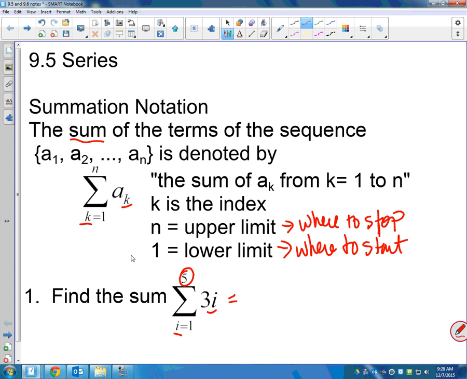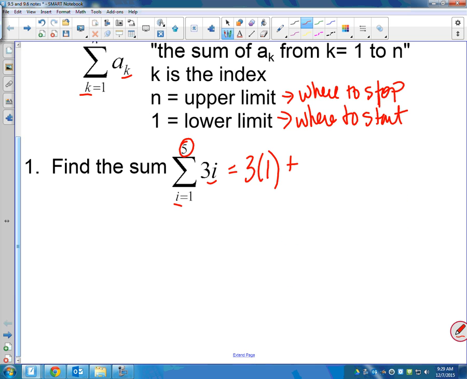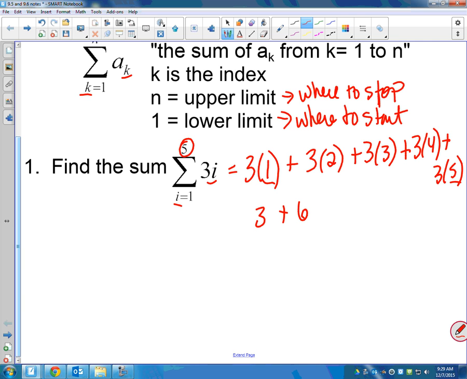So if I plug 1 in here, I'm going to show a lot of work on this one. I'm going to say that 3 times 1 plus, if I plug 2 in there, that'd be 3 times 2 plus 3 times 3 plus 3 times 4 plus 3 times 5. I started at 1, I ended at 5. And the summation, the sigma, just means I add those up. So I get 3 plus 6 plus 9 plus 12 plus 15.